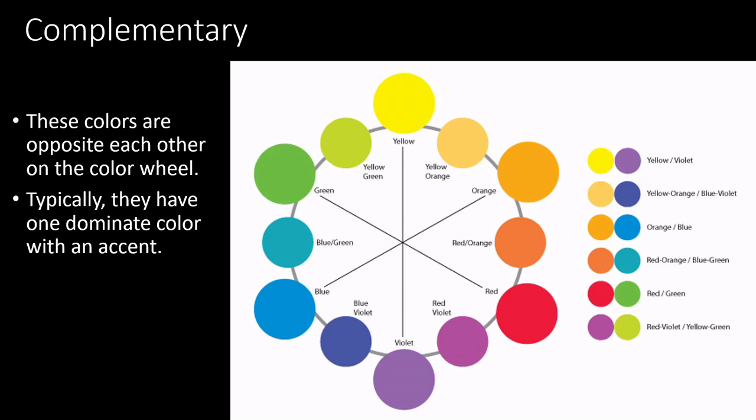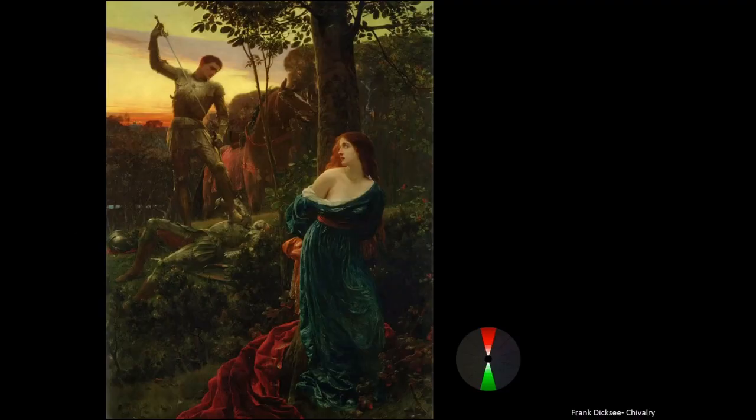So next is complementary color schemes. A complementary color scheme is a color scheme that is opposite each other on the color wheel. For instance, yellow and violet or purple, those two are opposite each other on the color wheel. So you would just use variations of those two colors, just like orange and blue, red and green. Now typically whenever you're looking at color schemes like this, there's usually one dominant color and the other color is more of an accent color.